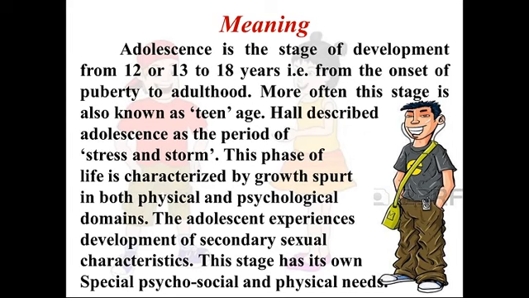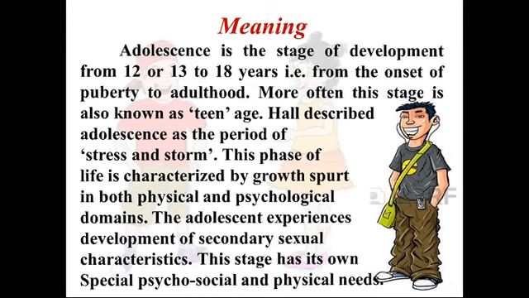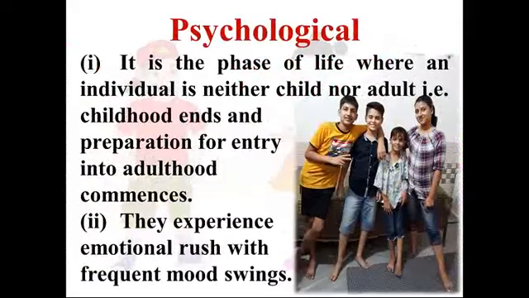They experience secondary sex characteristics: facial hair grows, the body mass is redistributed, the voice becomes more coarse, and so on. Due to the growth spurt, hormonal rush and emotional rush, this stage has its own special psychosocial needs as well as physical needs. Dear friends, this small description of adolescence is, I think, enough for you to understand what adolescence is. So let us go to the psychological characteristics.